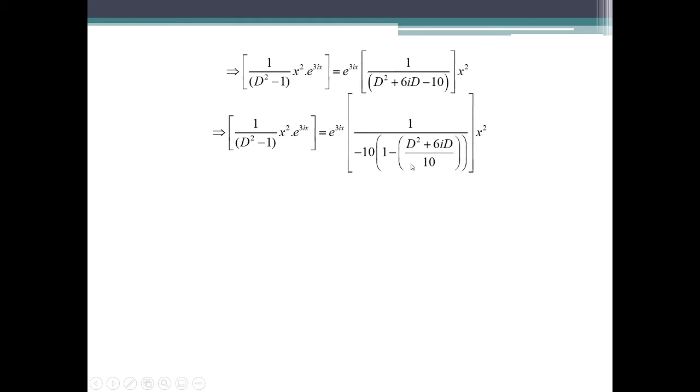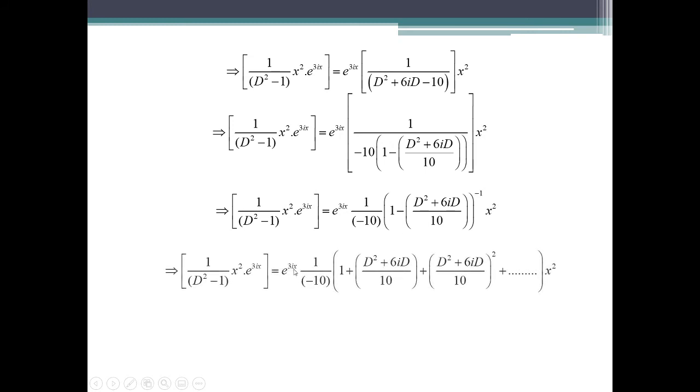Now, in the next step, we write down this denominator term in the numerator with negative index and the remaining term as it is. E to the power 3ix, 1 upon minus 10 as it is, this denominator term in the numerator with negative index, and x square. Now expand by using binomial. Therefore here e to the power 3ix, then 1 upon minus 10 as it is. Here negative sign is there, therefore all terms are positive. Here 1 plus x, that means this value plus x square and so on. Now the highest power is 2 of x square, that means 2. Therefore we consider terms up to D square only.